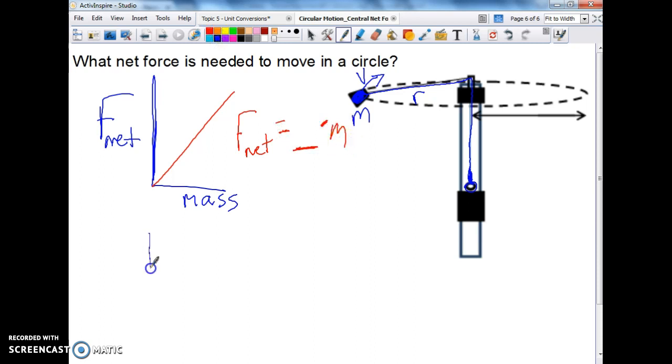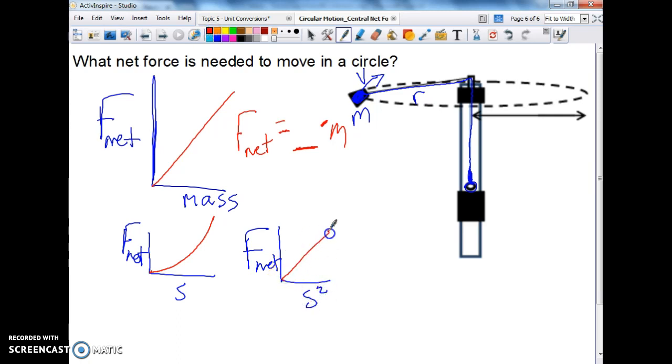You're going to have another data set, and that other data set will be net force as you increase the speed. Okay? And this data set may look like a parabola, in which case, if we're going to turn it into a straight line graph, we have to do net force versus the speed squared. And that graph will turn into a straight line, indicating that the net force is equal to something times the speed squared, or the velocity of that object squared.